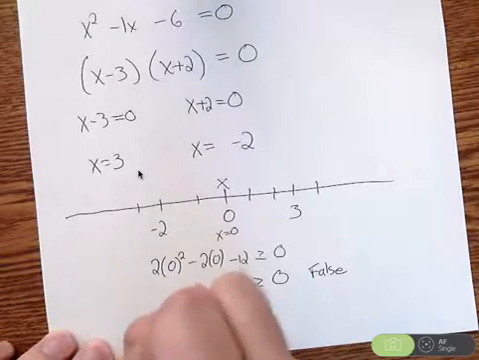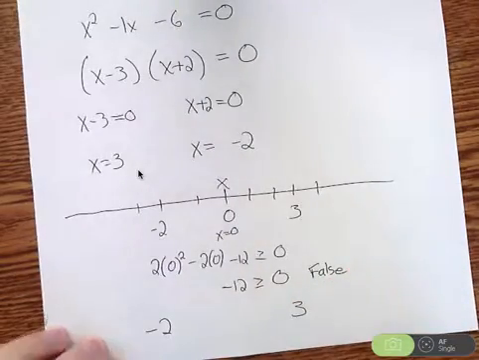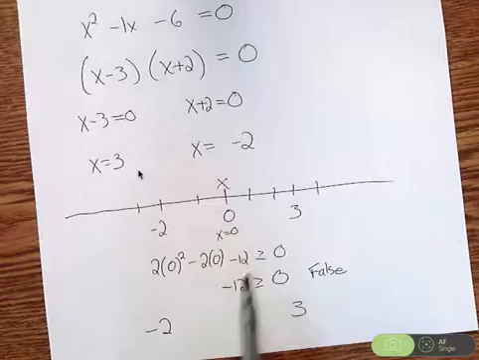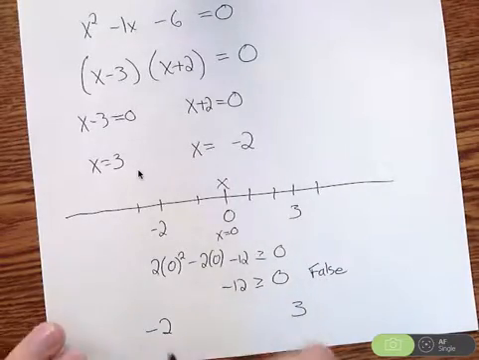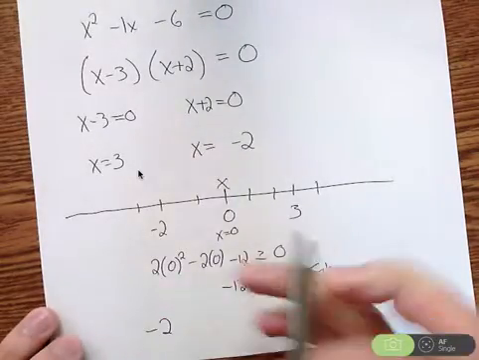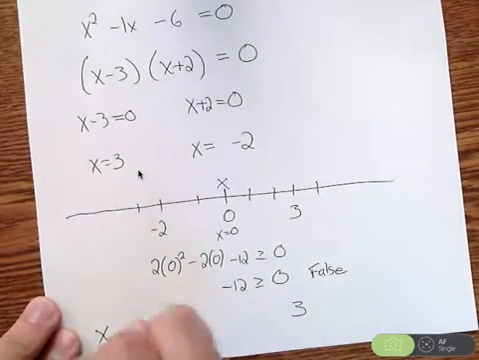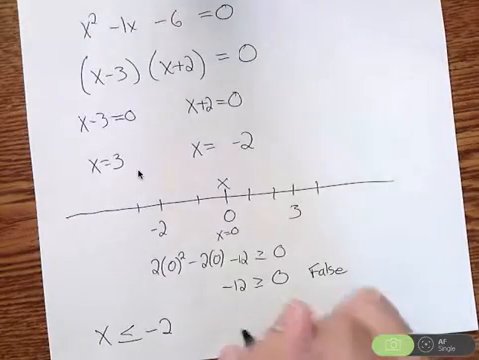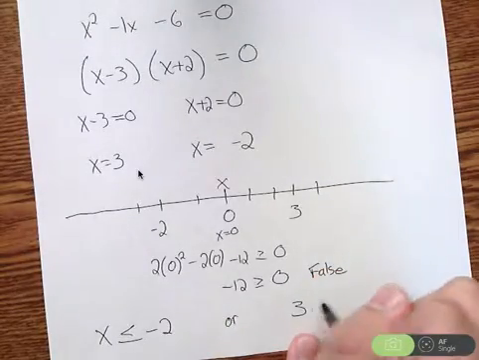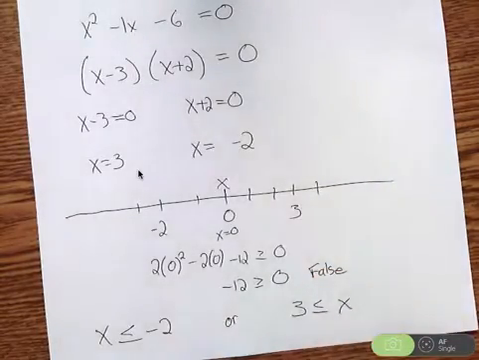So the best way I do this is I'm going to write my negative 2 and my 3. We're going to keep the same inequality from the beginning of the problem. And since my solution's on the outside, I'm going to put my x towards the outside. So x is less than or equal to negative 2, or x is greater than or equal to 3.